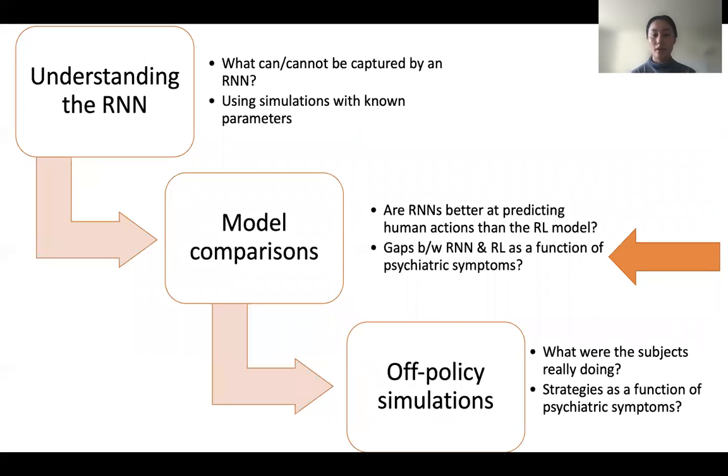And another future step would be an off-policy simulation step, which essentially involves feeding artificial input data to the RNNs that we train, and then looking at the output that the RNN gives. So this would allow us to see what the RNN really learned from the behavior, and also maybe relate the strategies learned by the RNN to the psychiatric symptoms.